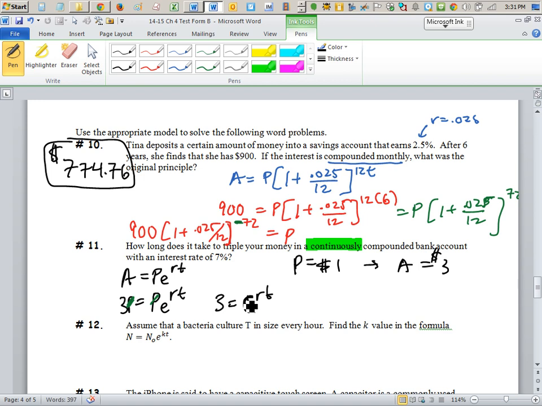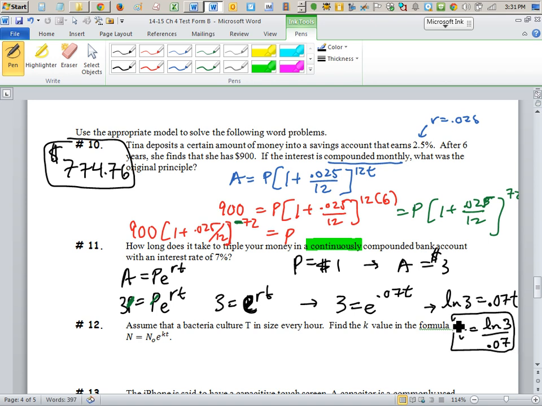Now the interest rate is 7%, so it's 3 equals e to the 0.07t. Don't forget the hundredths place on that decimal, okay? 7% is 0.07. Now to solve it, you do ln 3 equals 0.07t, divide by 0.07. So t is ln 3 over 0.07. Now you can type this in if you want, but I'd like to look at it first. What we're saying is to triple your money, the time will be ln 3 over the rate.